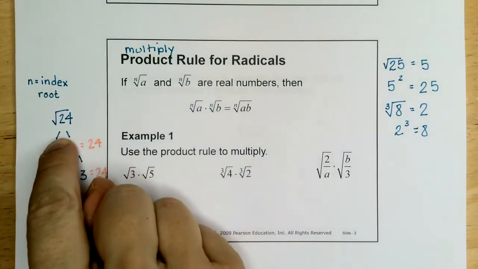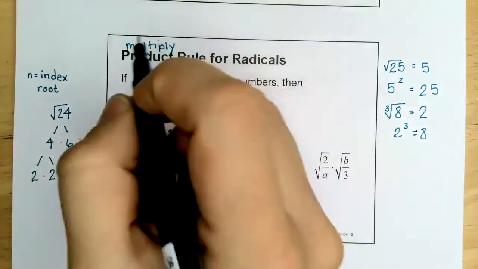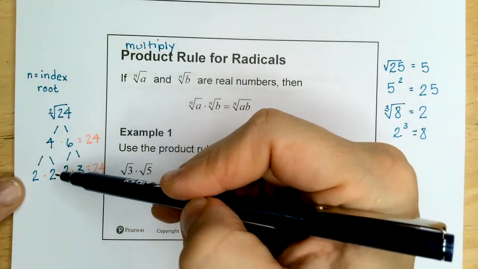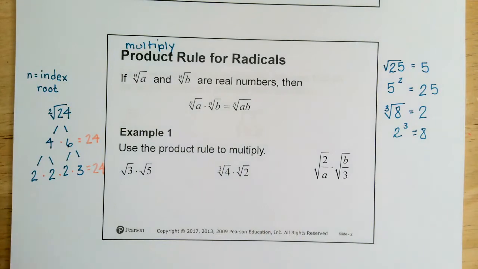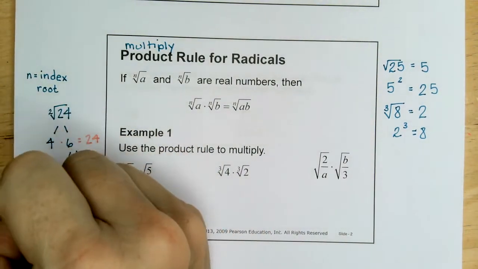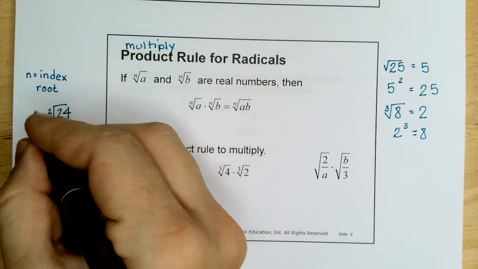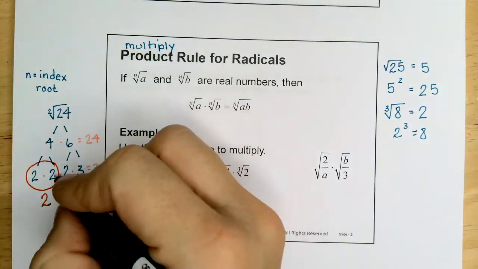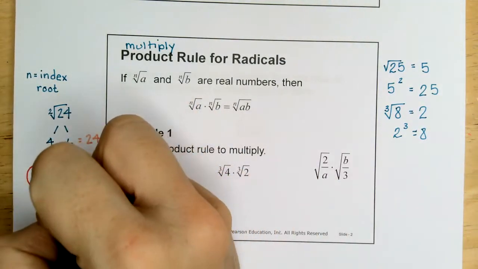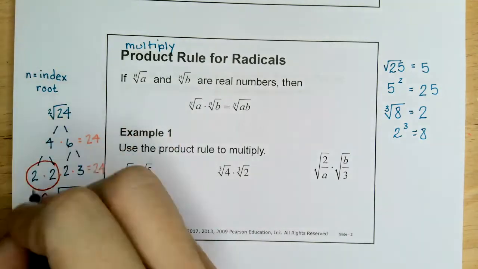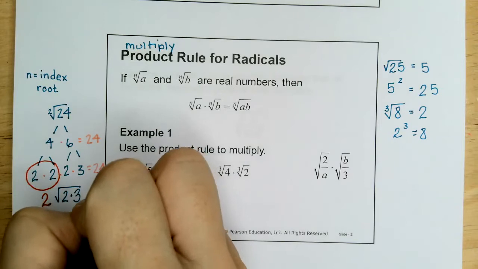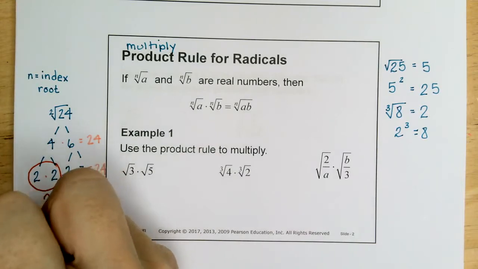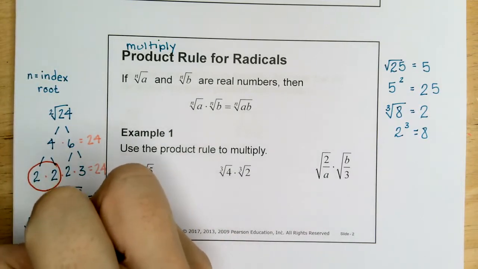So if I want to simplify the square root of 24, because this is an understood 2, I'm looking for factors that are in groups of 2. So there are 2 2s here. That means I can take a 2 out of that square root of 24. So I have 2 on the outside. Under the square root, I have the 2 times the 3, or the 6, right? So that becomes 2 square root of 6. The square root of 24 is simplified to 2 square root 6.